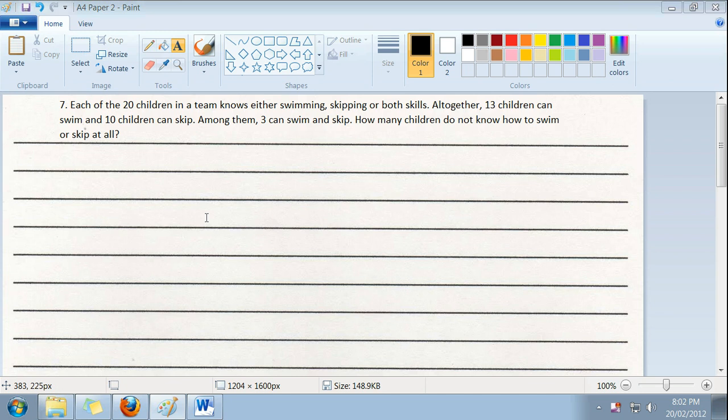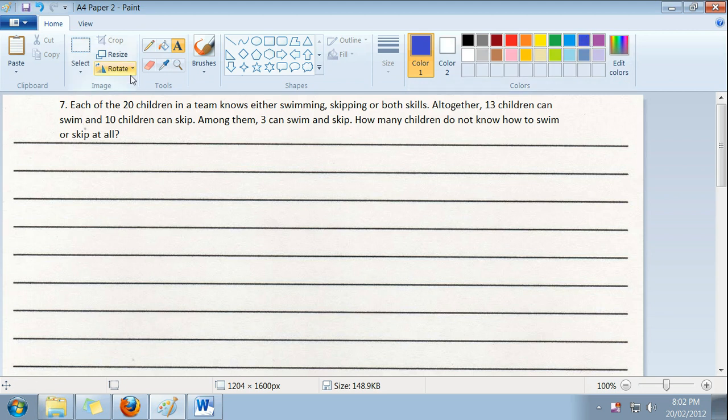Alright, let's go over question 7. Each of the 20 children in a team knows either swimming, skipping, or both skills. Altogether, 13 children can swim and 10 children can skip. Among them, 3 can swim and skip. How many children do not know how to swim or skip at all?